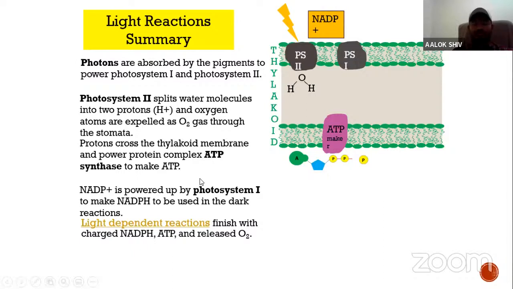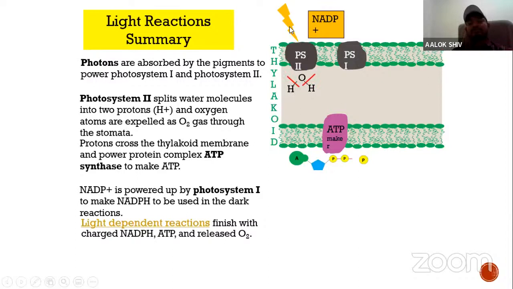While in photosystem first, here the NADP gets converted into NADPH. Okay, so this is a light dependent reaction, and what is the final outcome of it? It is ATP and NADPH, and also oxygen as a byproduct. So with the help of a diagram, we'll see here.